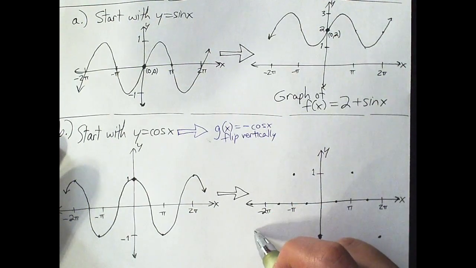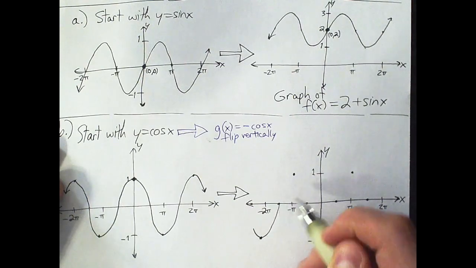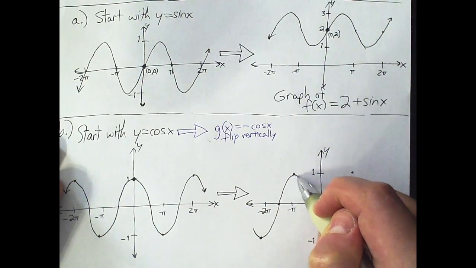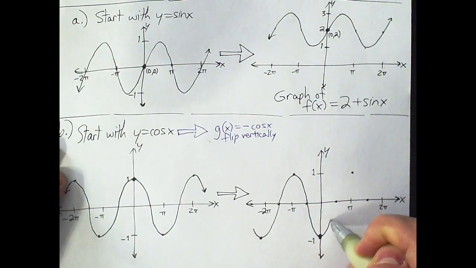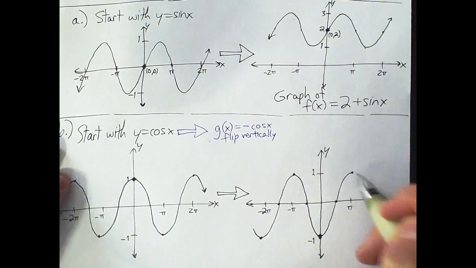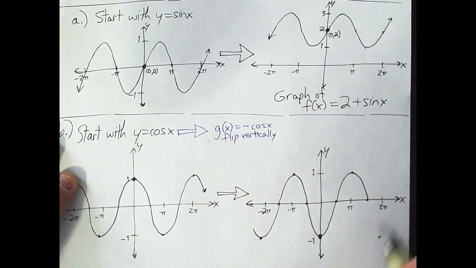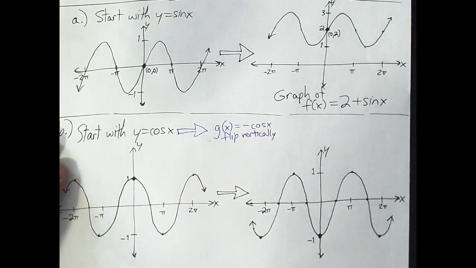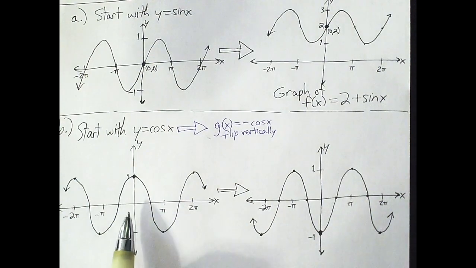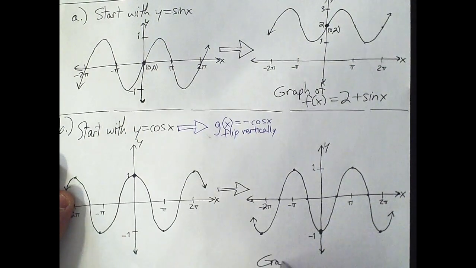So connect them with a nice smooth curve. Try not to do sharp angles, like sharp zigzags. Try to make it look like a gentle curve, like a roller coaster going up and down. Arrows at the end to indicate that it keeps going. We flipped it. We did it. Look, there's the original picture, and then we vertically flipped it. That's a good answer. That's the graph of g of x equals negative cosine x. I like that.